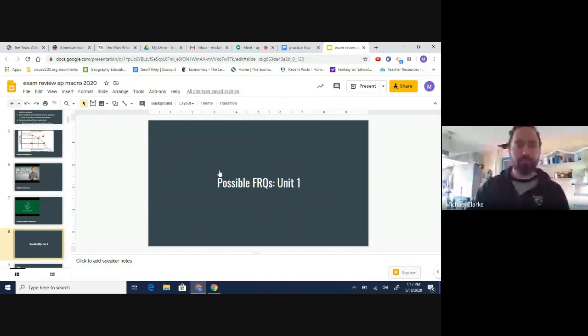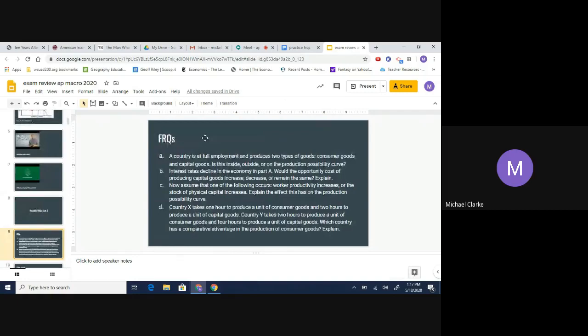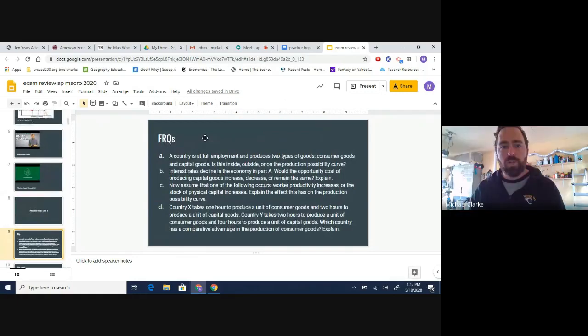Let's dive into them. All right, so if you look at part A, I'm just going to read this, and then I'm going to talk about how to answer each question. It says a country's at full employment and produces two types of goods, consumer goods and capital goods. Is this inside, outside, or on the production possibility curve?